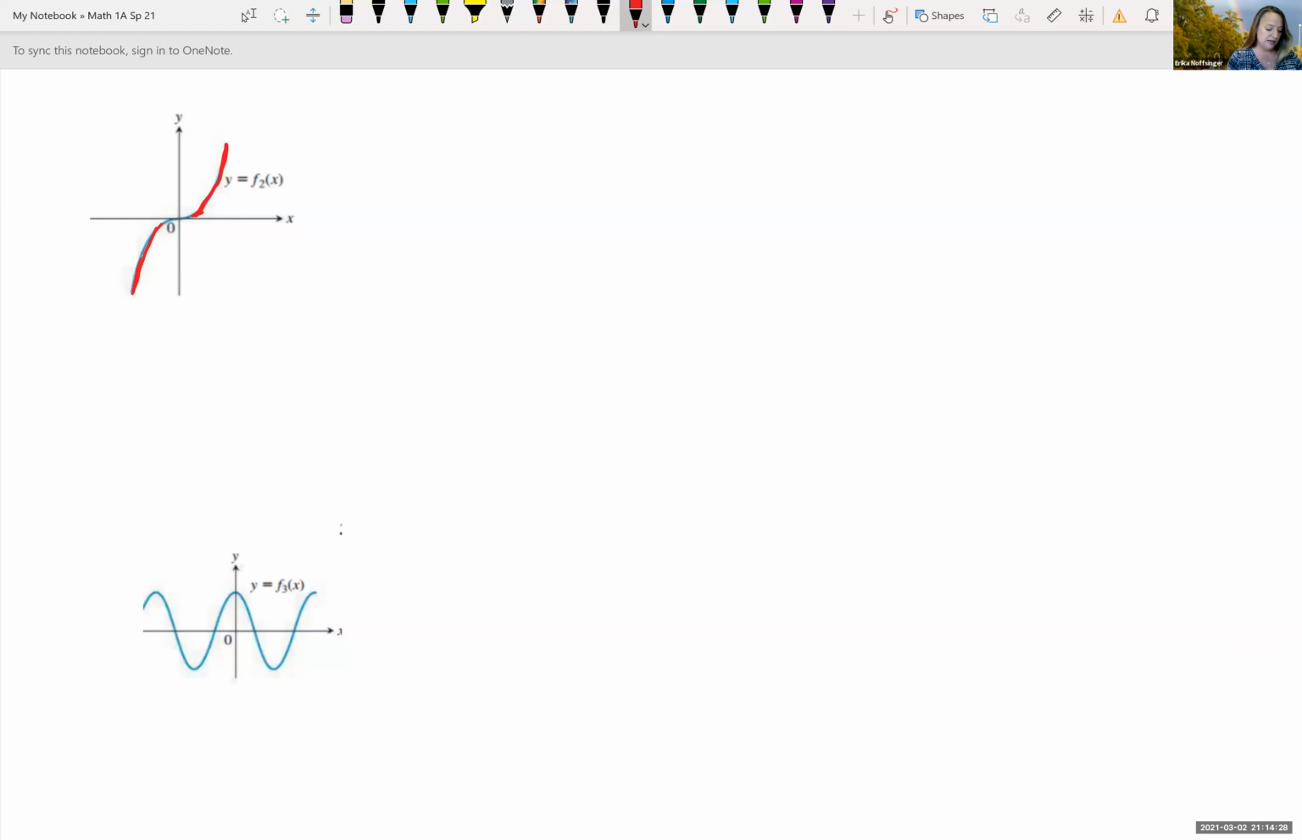So what that's telling me is that my derivative function, f prime of x, is greater than 0. It's positive from, let's say, negative infinity to 0, and then union from 0 to infinity, not really including 0. So that little piece here at 0, this is where our tangent line is equal to 0. So f prime of x equals 0 when x equals 0.